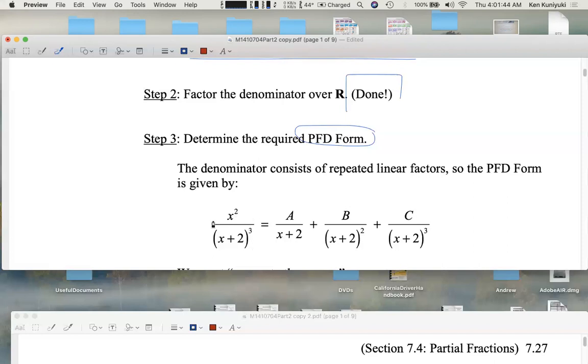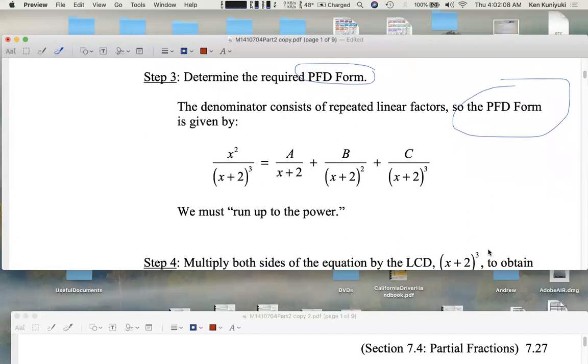Incidentally, as long as this thing is bottom heavy, it does not matter what this polynomial is. It could be 1, it could be 7, it could be 3x minus 5, it could be x squared plus 4x minus 2, whatever. As long as it's bottom heavy, if you have any non-zero polynomial on top, here's the breakdown. Here's the PFD form.